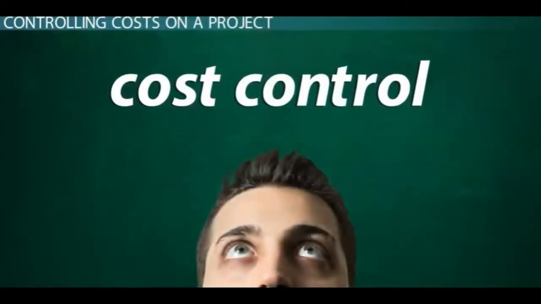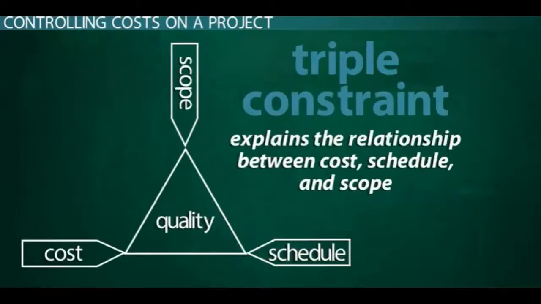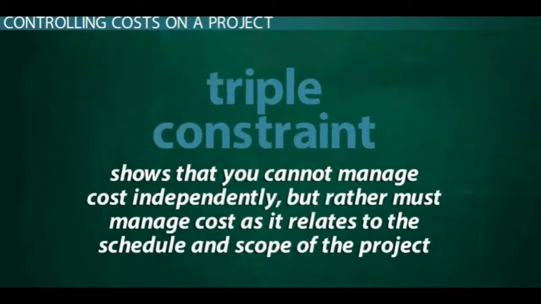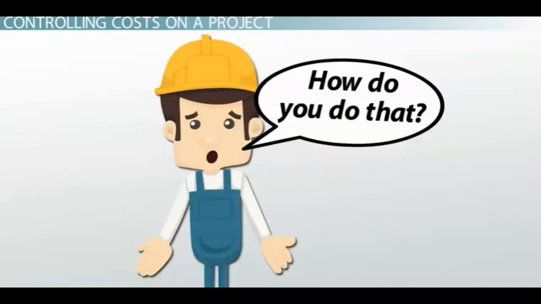But first, there is a fundamental principle of project management that you need to grasp. This principle, called the triple constraint, explains the relationship between cost, schedule, and scope. Newer models add quality as well, particularly for highly technical projects. The triple constraint shows that you cannot manage cost independently, but rather must manage cost as it relates to the schedule and scope of the project. So, how do you do that?